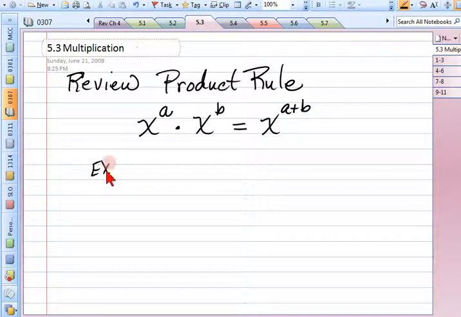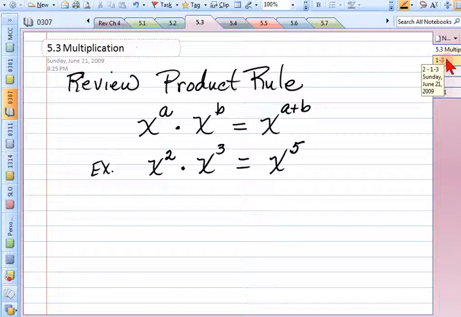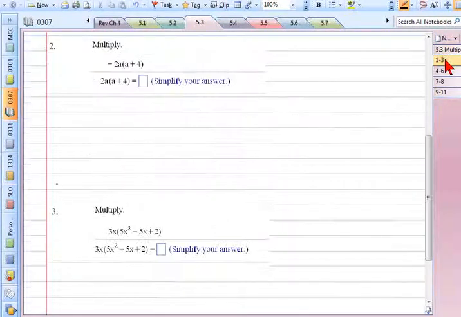Let me do one quick example. If you have x to the second times x to the third, what does the rule say you're supposed to do with those exponents? You're going to add them. So it'll be x to the fifth. X to the fifth. Okay? So we're going to use that. We're going to multiply, and then we're probably going to use a good bit of the distributive property.